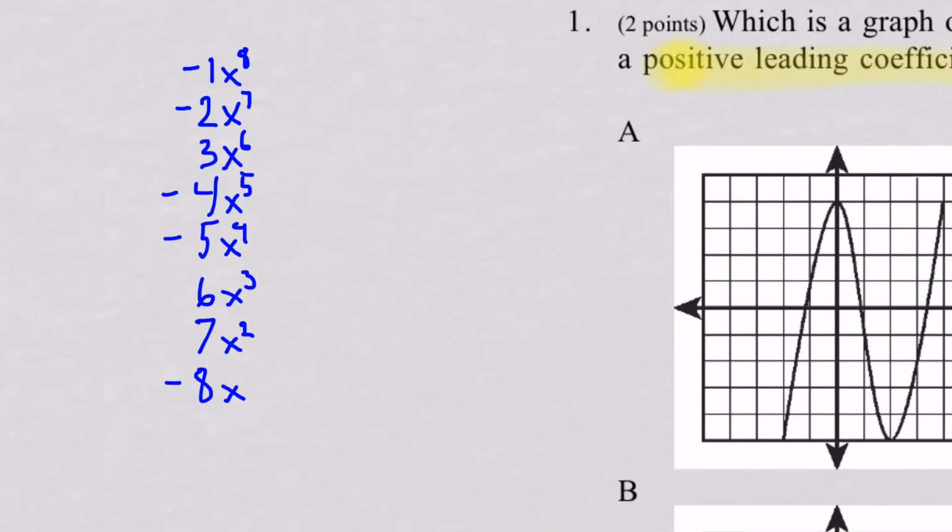Leading coefficient means the number in front of your function. It's always the coefficient of the monomial with the highest degree. So if you look at your variable with the highest degree, whatever's in front of it is the leading coefficient. I'm going to do all 8 of these to show you how easy it is to tell.